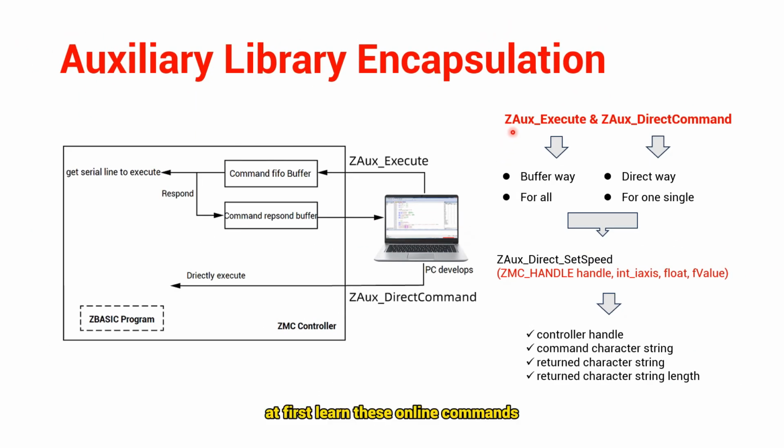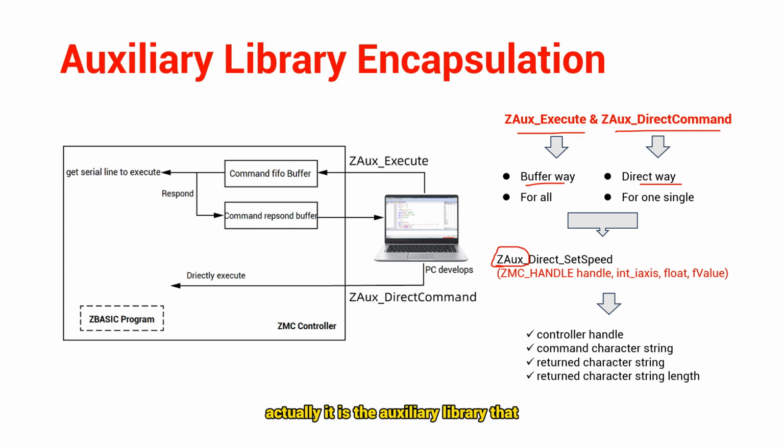At first, learn these online commands. One is the execute buffer method. Send a character string into the buffer. Then the controller gets the command from the buffer to execute. Another is the execute direct method. That is, the command is sent to the controller directly. From these two, it can be seen the Zmotion library.